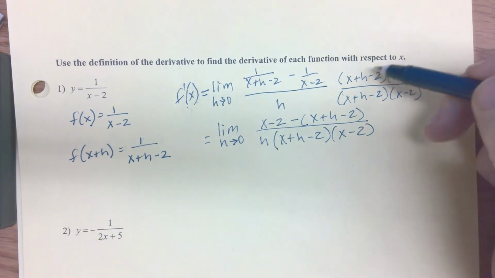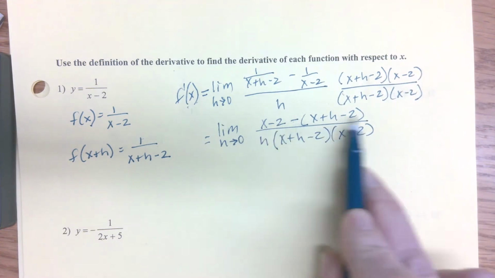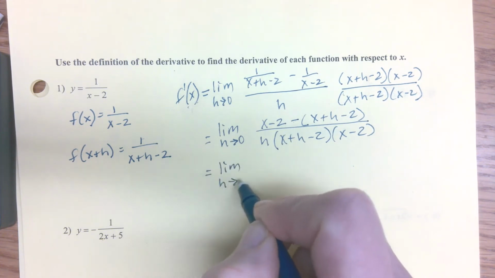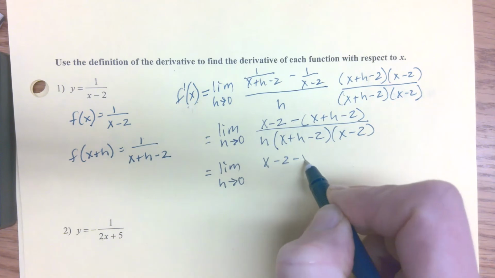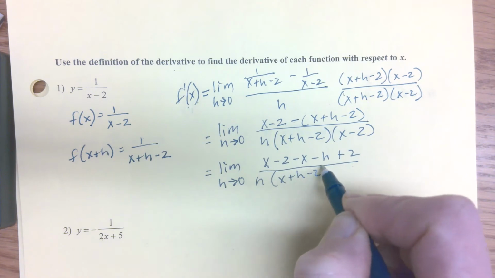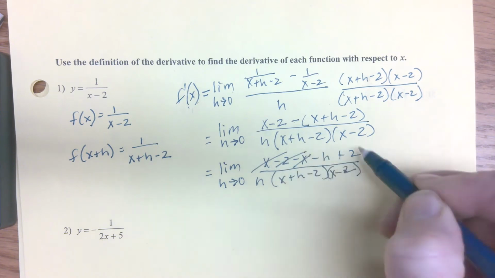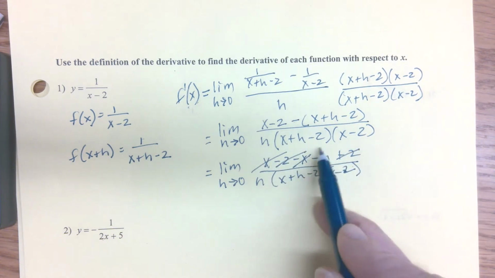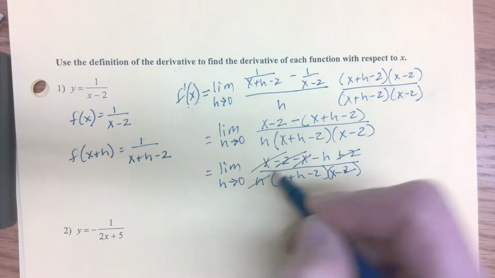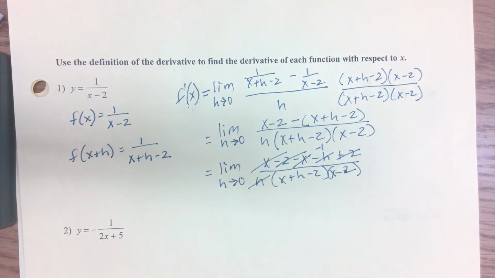So I have to remember to bring that in on the bottom, that common denominator. So again, on the top it cancels out the denominators, and then it leaves me with something that's going to clean up a little bit nicer. So I have the limit as h approaches 0 of x minus 2 minus x minus h plus 2, all over h times that whole thing. Okay, and then cancel things out, and I'm left with on the top negative h over h, which allows me to cancel the h's out, so I'll be left, don't forget that negative, with negative 1 on the top.